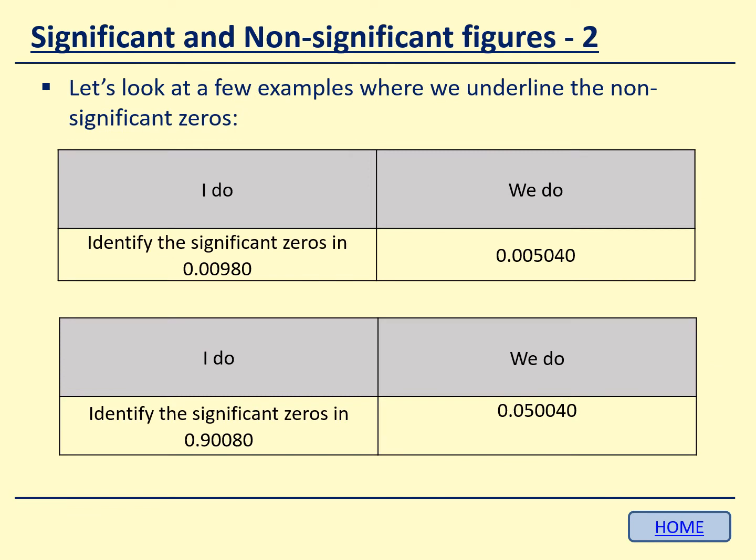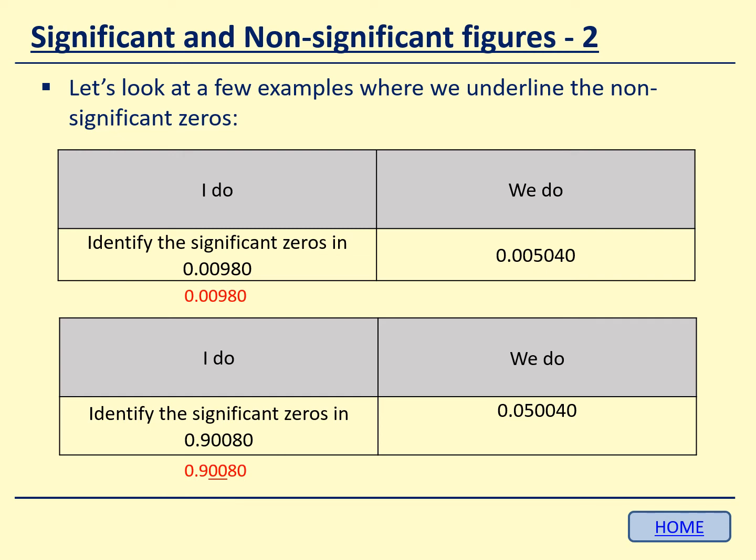Now we're going to identify the significant zeros in 0.00980. I'm looking at that and thinking which zeros are significant, which ones are important. There are no significant zeros in this number, so that's why there's none underlined. Then if I look at identify the significant zeros in 0.90080, there's 2 zeros after the 9 which are needed. If I was rounding that off to one significant figure, I would round it off to 0.9. So the ones I would underline are the 2 in the middle.